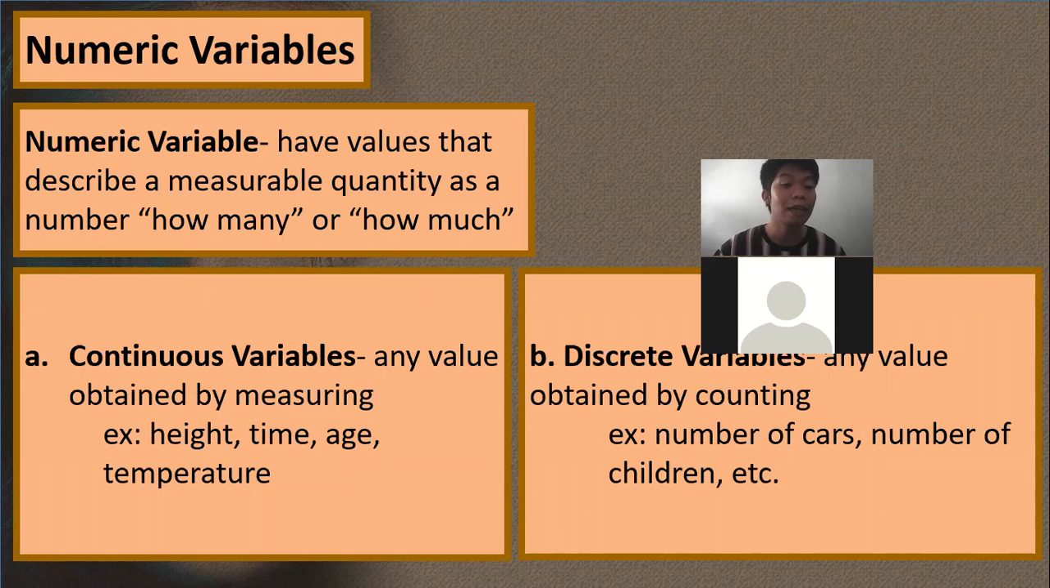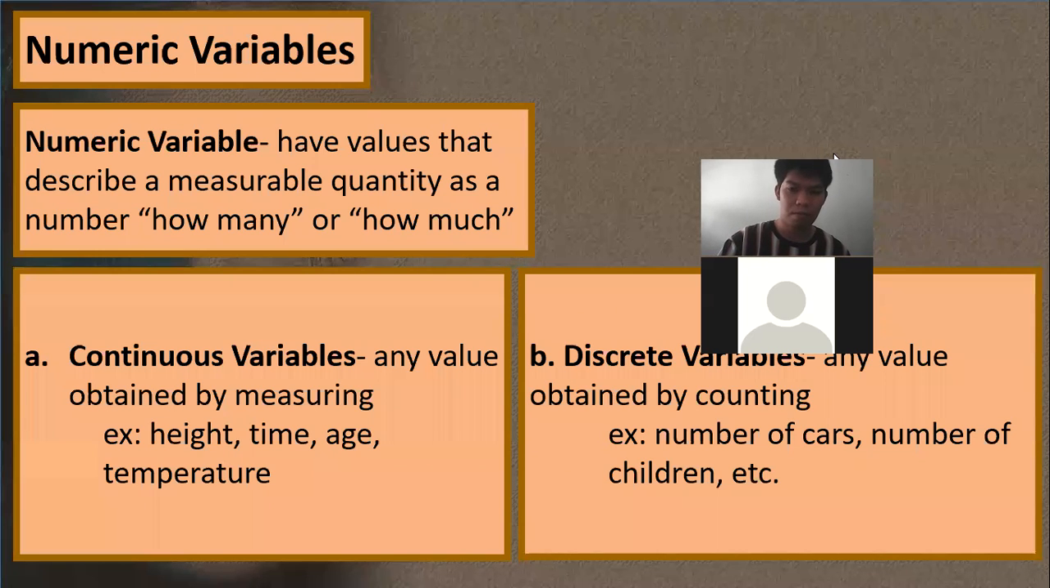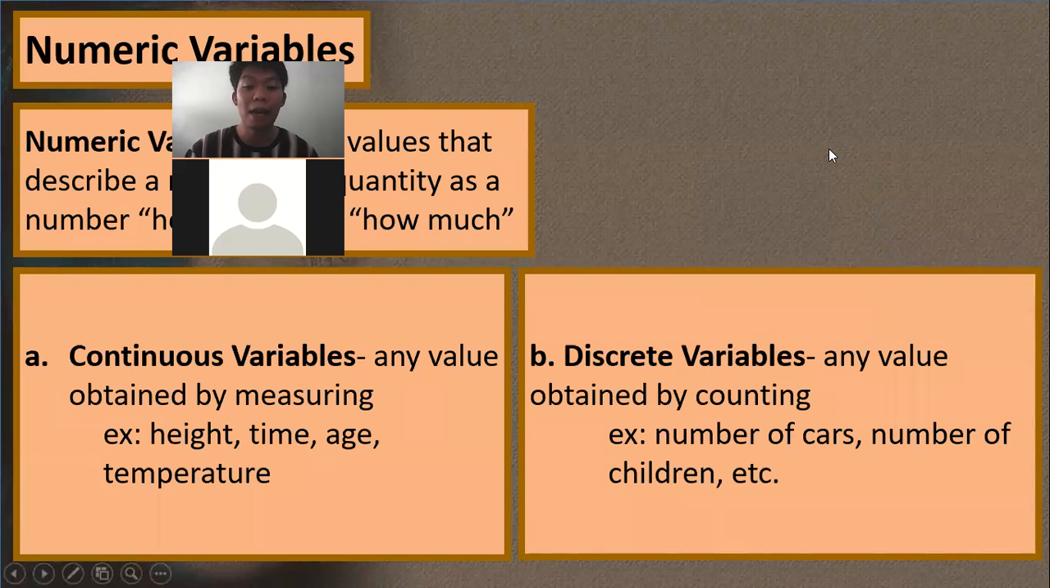Say continuous, any value obtained by measuring. So any value that we can measure, such as height, time, age, and temperature. We also have discrete. In discrete, we're going to count. In discrete, any value obtained by counting, such as number of cars, number of children, etc. So these are the two types of numeric variables. Continuous, meaning you measure. Discrete, you count.